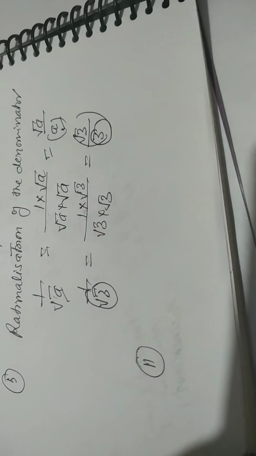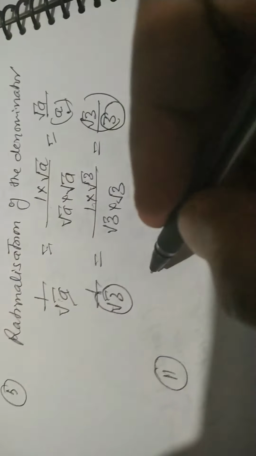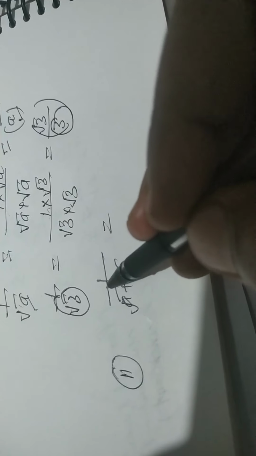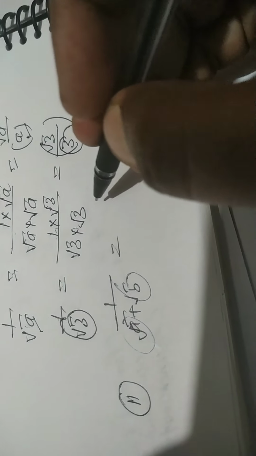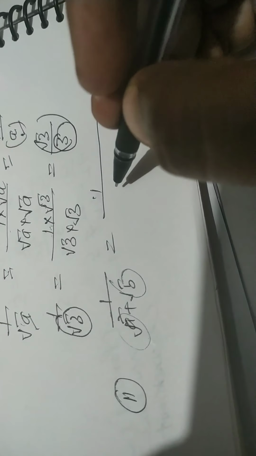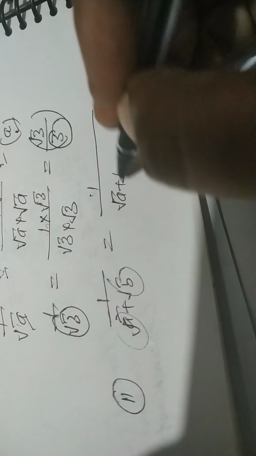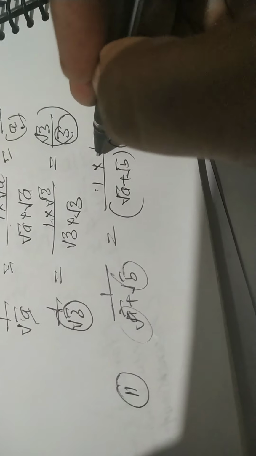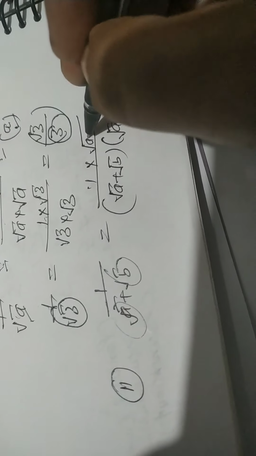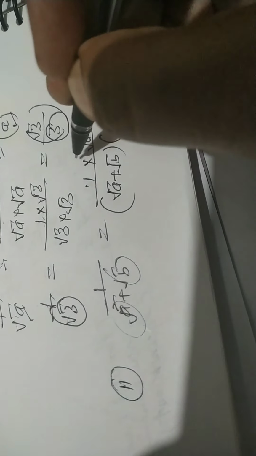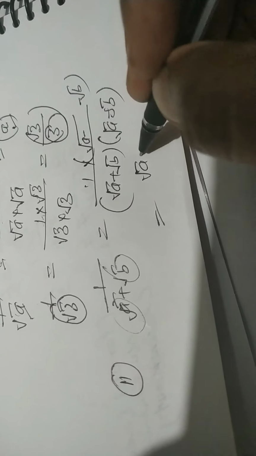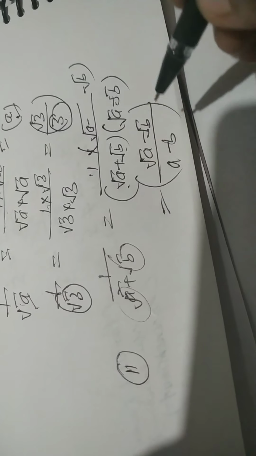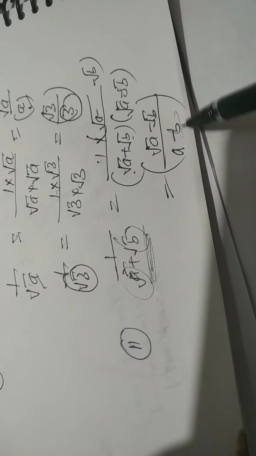The second type of problem is like 1 upon (√a + √b), where √a and √b are both irrational numbers. Then what we do is multiply by (√a − √b) in the denominator, and the same at the numerator, √a − √b. Then (a + b)(a − b) is equal to a² − b². Now the denominator is a rational number.